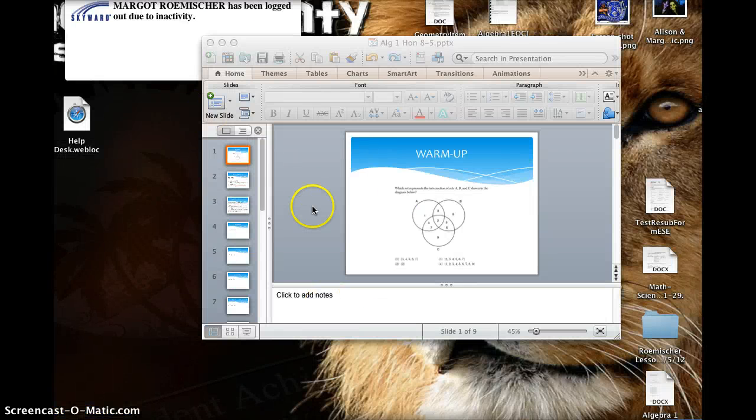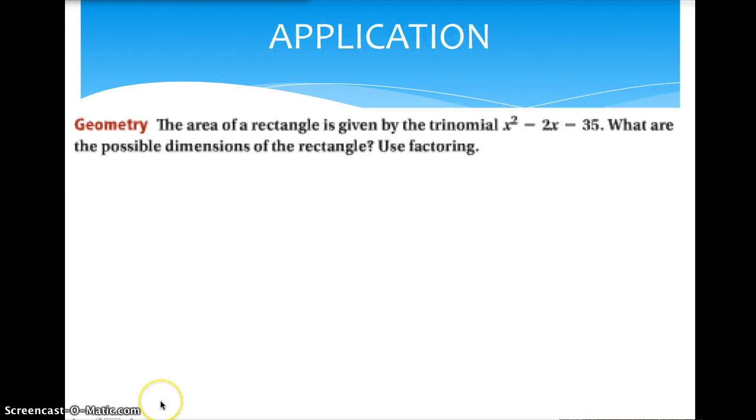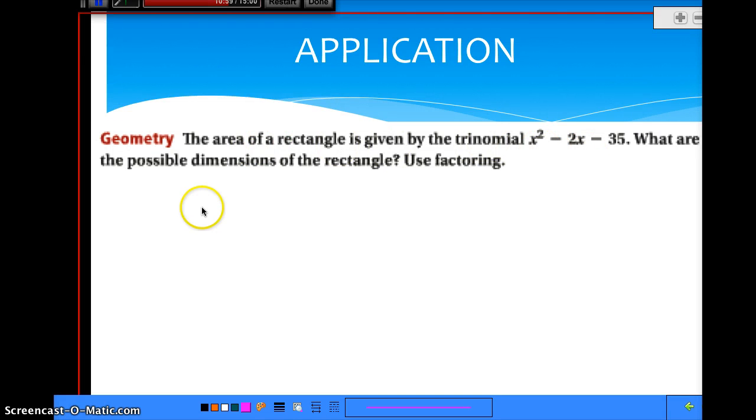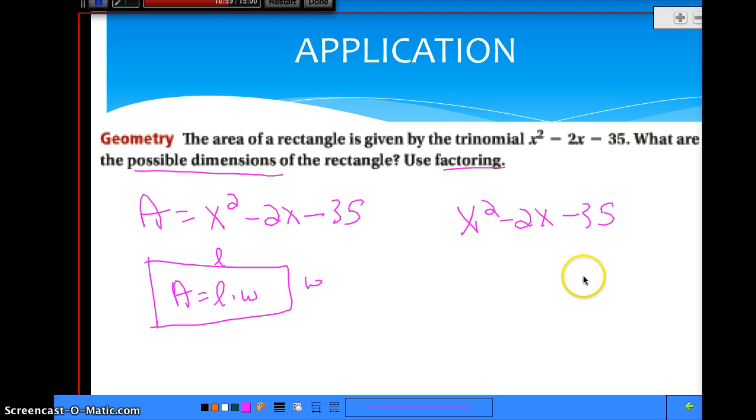All right, I believe we have one more to do. Here it is. The area of a rectangle is given by area x squared minus 2x minus 35. Remember, rectangles have an area by finding the length by the width. So they want to know what are the possible dimensions of this, and they give you a hint. Factor it. Put me on pause and try this by yourself and then hit resume, please.